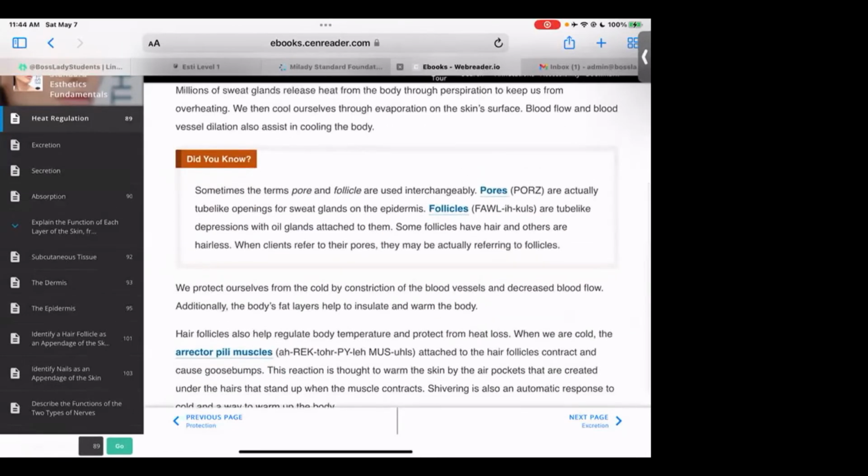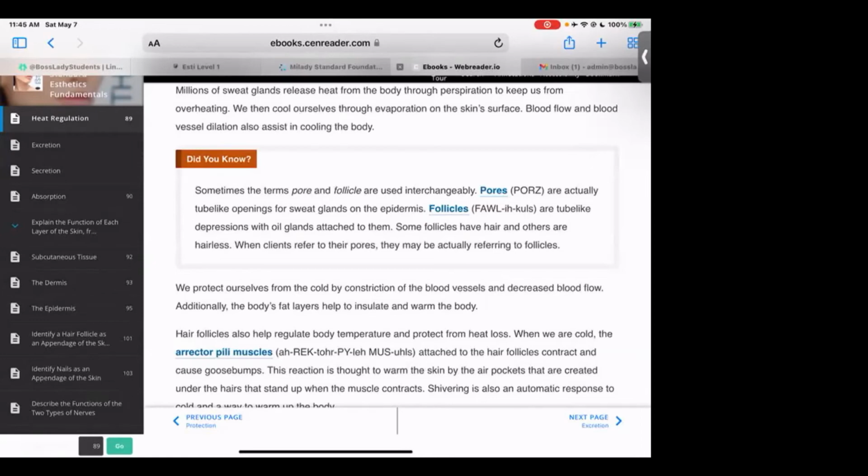So the did you know, if you can, write down pores, follicles. I want you to screenshot those. But just as an FYI, sometimes the terms pore and follicle are used interchangeably, meaning they're being said as if they're the same thing. Pores, however, are actually tube-like openings for sweat glands on the epidermis, while follicles are tube-like depressions with oil glands attached to them. Some follicles can have hair and others can be hairless. So when the client refers to their pore, they may actually be referring to a follicle.